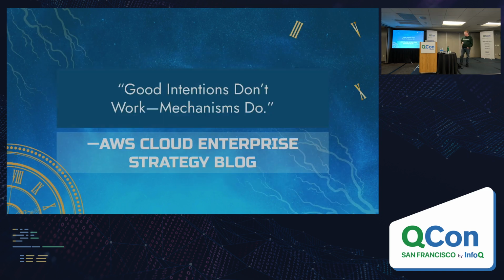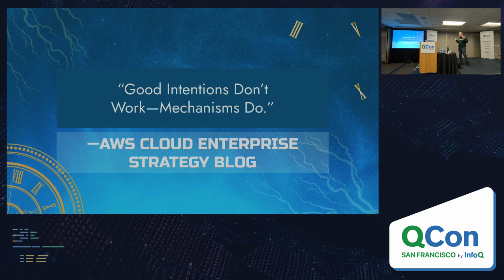And working at AWS was probably the place where I really started to drift away from these. Inside of AWS, there's a lot of language and a lot of shared vocabulary that gets used to try to give people a shared context about how you're thinking about your work. One of the ones that really stuck with me was this one: good intentions don't work, mechanisms do.